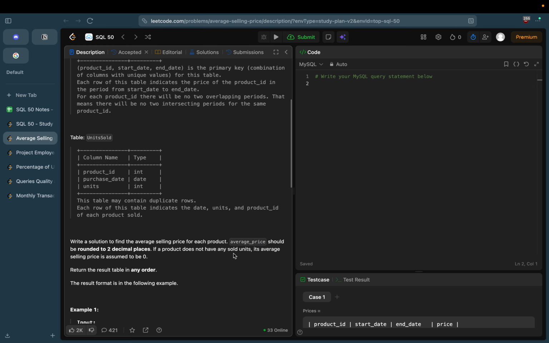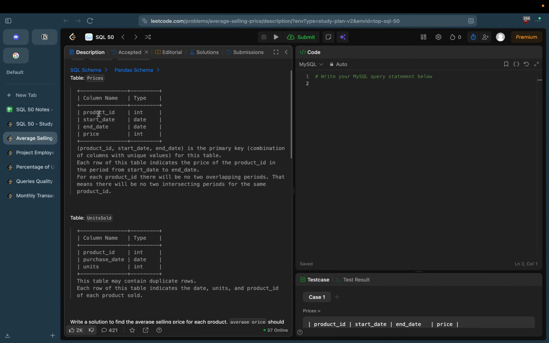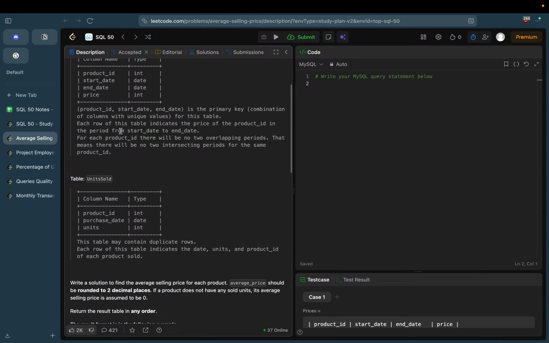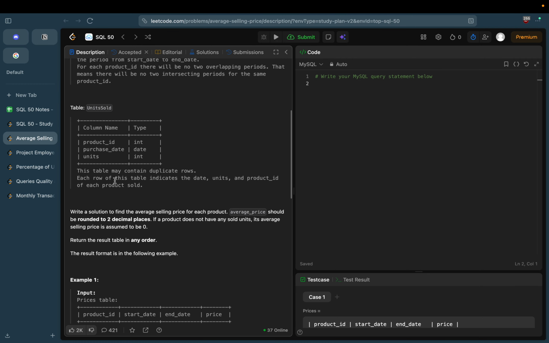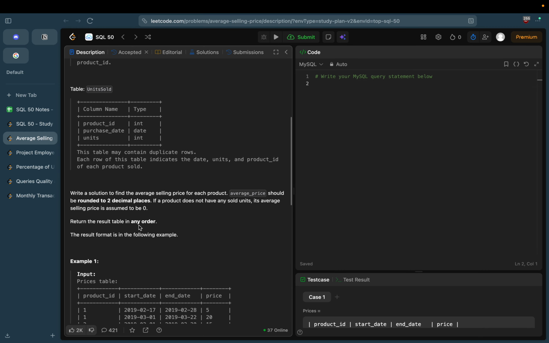If a product does not have any sold units, its average selling price is assumed to be zero. This is where we are doing the error handling or null handling. What kind of an error? A divide by zero error, because average by definition is the sum of everything divided by the total number of units. So it is quite possible that there is a product whose price is given in a particular range, but none of the units are sold. So if we divide it by zero, we'll get a divide by zero error. So that must be handled, and we'll be using the coalesce function to do that. Return the result table in any order.